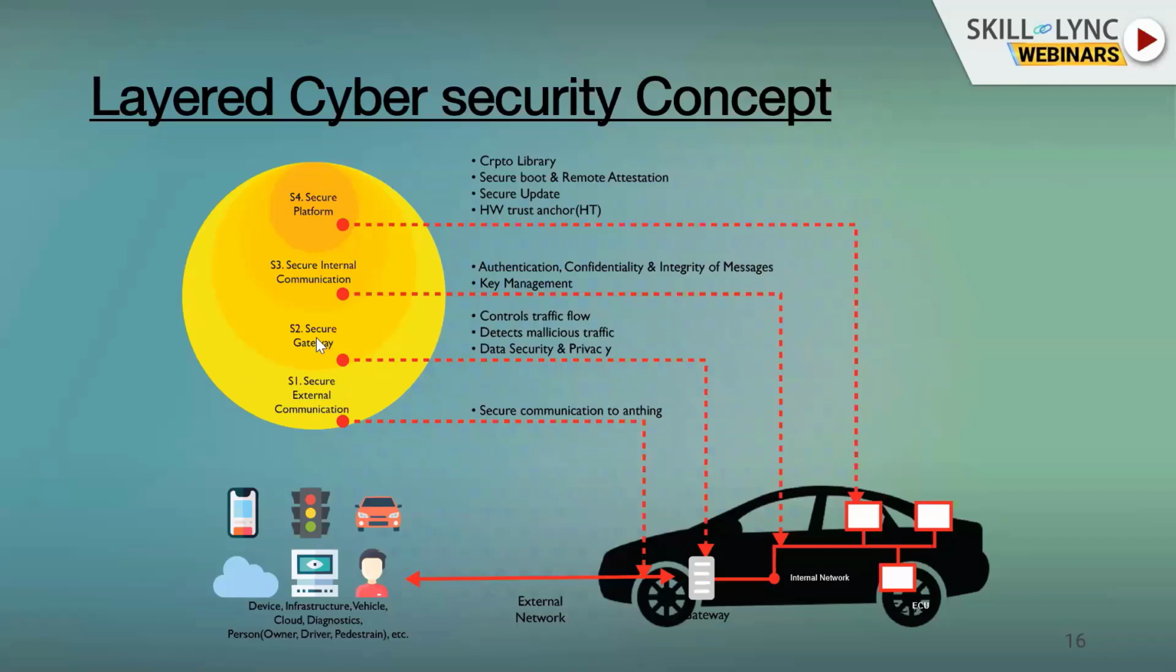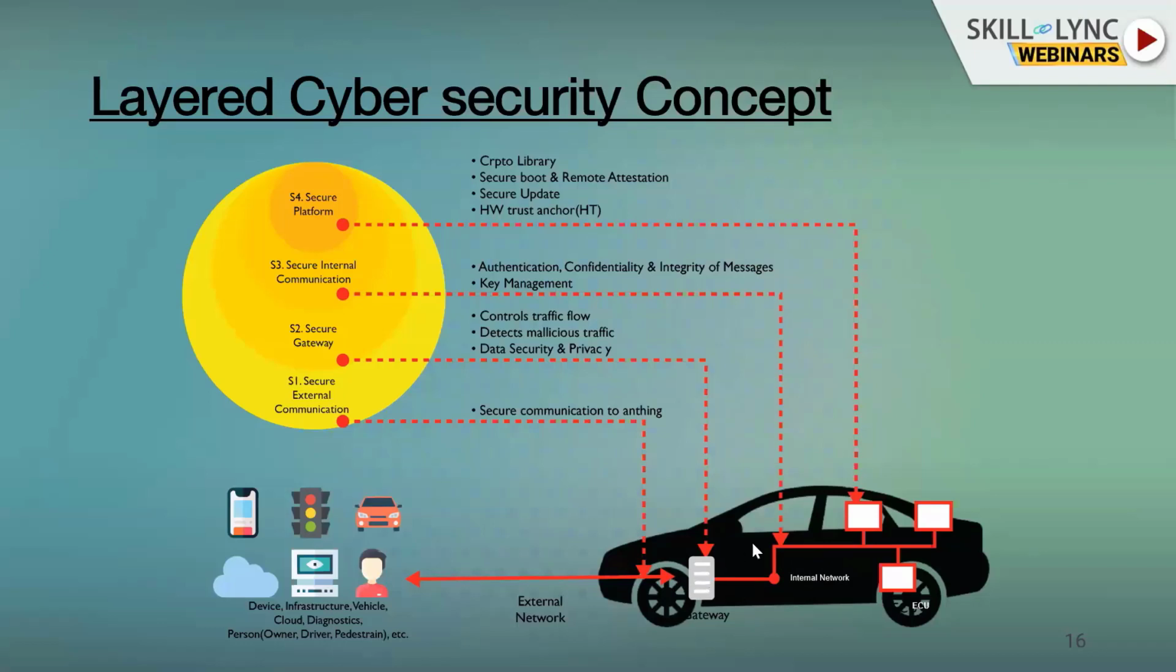Then for the second layer, when the data coming from the outside world is going into the internal network, there is a gateway called the secure gateway ECU, which is placed here, and it has the property of controlling the traffic, detecting malicious traffic, and ensuring data security and privacy. So it implements your intrusion detection system, firewall, and intrusion prevention system. Everything is implemented here to make the internal network secure from the external world. So this isolates the internal network from the external world.